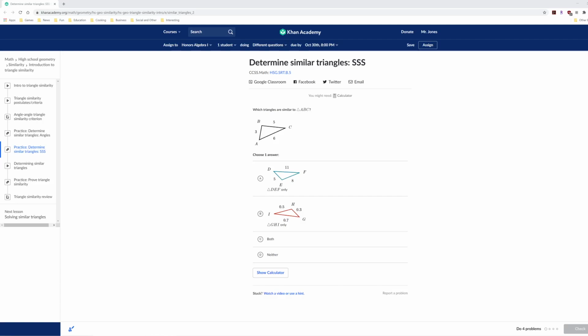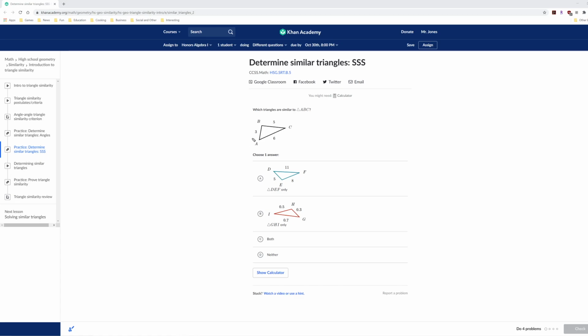Now let's have a look at determining similar triangles by examining their sides. Since similar triangles have the same shape, but not necessarily the same size, you can't just look at whether or not the sides are equal to each other like you do with congruence. Rather, you look at whether or not the sides are in the same proportion or the same ratio. Now, what you have to be careful of is determining which sides correspond to each other.